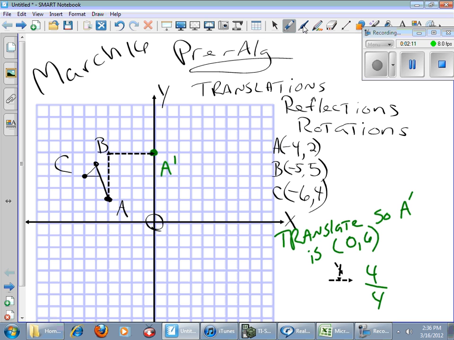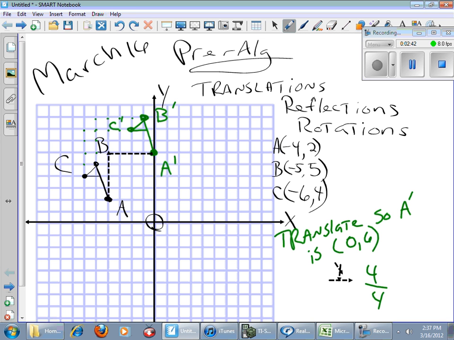So if I do B, I'm going to go up 1, 2, 3, 4, over 1, 2, 3, 4. And there is B prime. I'm making sure to label as I go. C goes up 1, 2, 3, 4, over 1, 2, 3, 4. There's C prime. I connect A to B, B to C, and oh, I did a triangle, Mr. Lawrence. We're not doing triangles, we're doing flags because they're a little bit simpler to deal with. And there you go. All right, there's a translation.